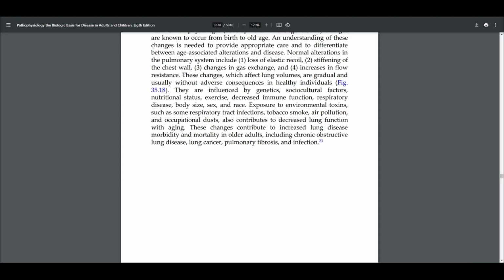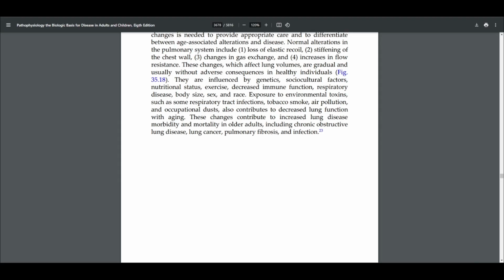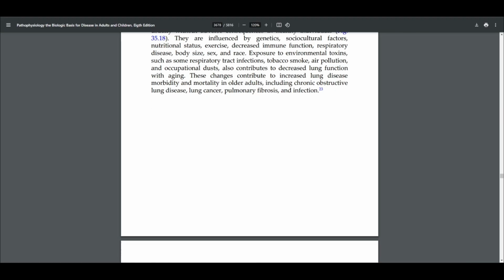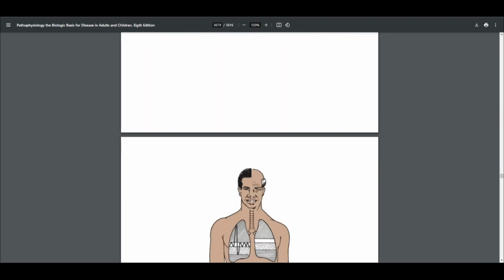Exposure to environmental toxins such as some respiratory tract infections, tobacco smoke, air pollution, and occupational dust also contribute to decreased lung function with age. The changes contribute to increased lung disease morbidity and mortality in the older adult, including chronic obstructive lung disease, COPD, lung cancer, pulmonary fibrosis, and infection.